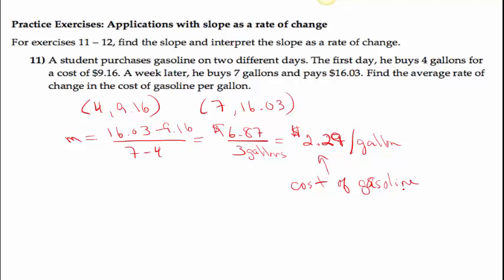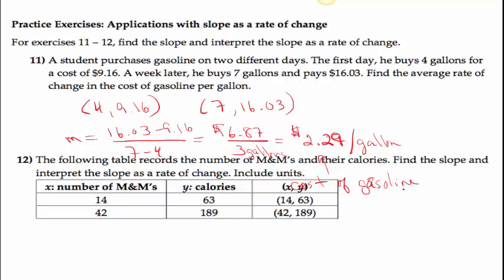I don't like the way that problem is phrased, honestly. They should tell you that it was 2 different people bought gas on the same day, because we're assuming that the price is staying constant. In this case, right, 4 gallons cost $9.16, 7 gallons cost $16.03. So it was really a poorly phrased question, but they want you to assume that the price didn't change. So 4 gallons was $9.16 and 7 gallons was $16.03, and that means that the cost per gallon was $2.29 per gallon.